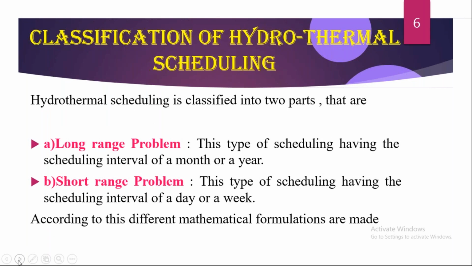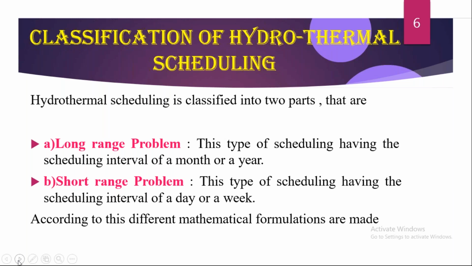Next, I already told you that hydrothermal scheduling is classified into two types: the long range problem and the short range problem. It means that if the scheduling is for 1 month or 1 year, that is called the long range problem or long range scheduling. If the scheduling is for only 1 day or 1 week, that is called short range.